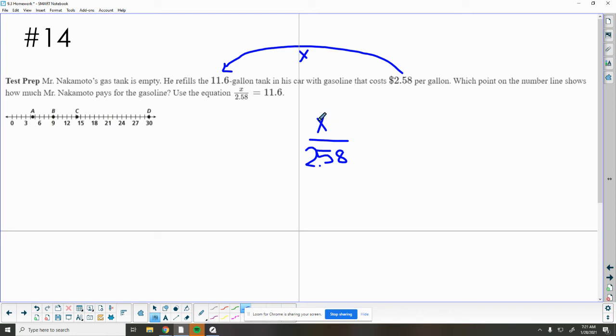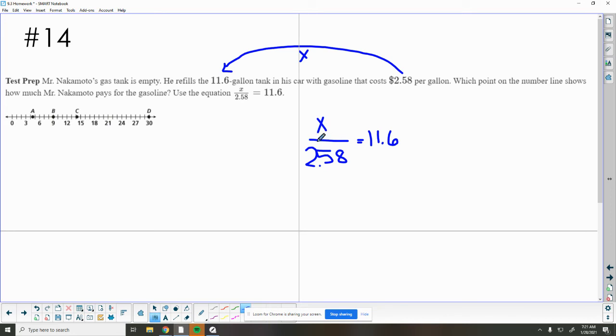So he takes the total and divides it by how much 1 gallon is. And that tells him that he put in 11.6 gallons. So we want to show how much he paid. So we need to solve for this total here.